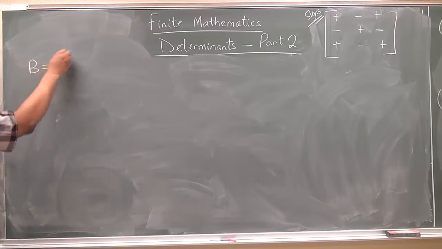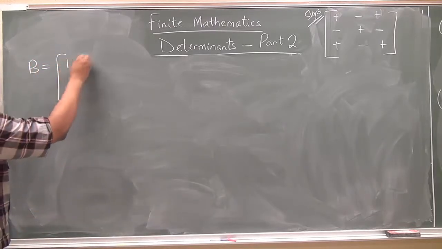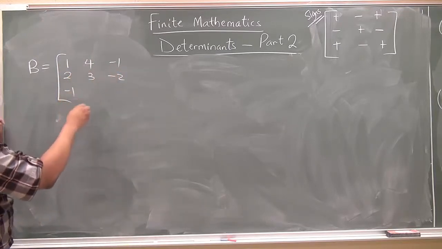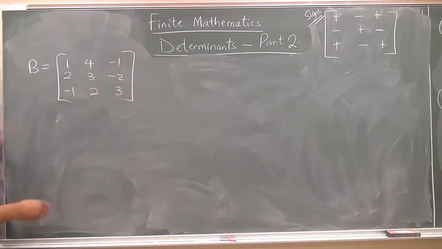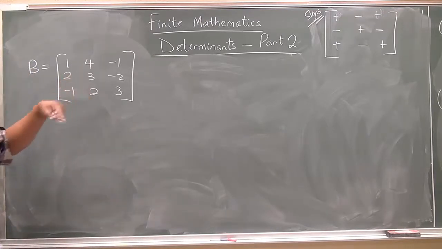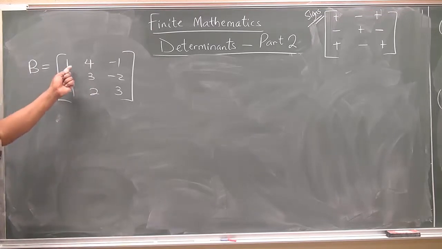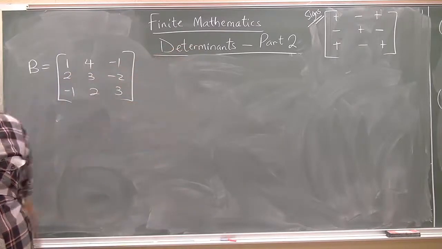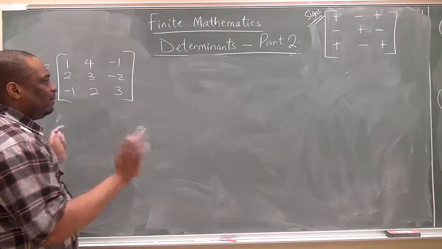So B is matrix B: 1, 4, negative 1, 2, 3, negative 2, negative 1, 2, 3. Find the determinant of B. So what row do you think we should use here? Row 1, row 2, or row 3? I will use row 1, because if there are no zeros in the rows, then use the one that has 1. This is 1 and this is negative 1, so I just use row 1. And my row 1 is plus minus plus. So what I will do is this, okay? I'm not going to waste time in finding it.